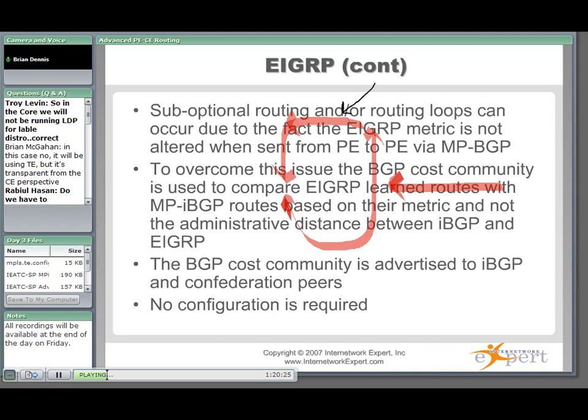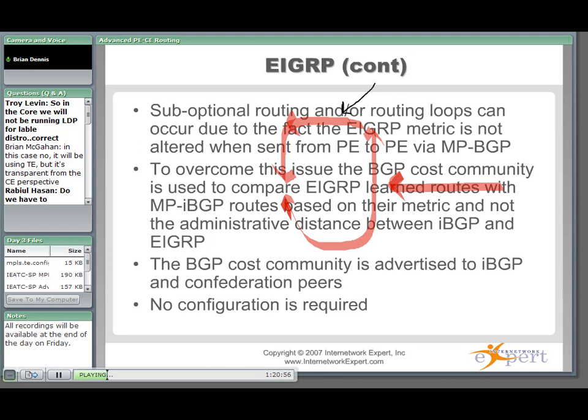So what's been added in, and this is done automatically, is something called a cost community. And what the cost community does, it allows the comparison of an IBGP route to an EIGRP route based upon the metric. So irrespective of the administrative distance of the two protocols, it's going to look at the metric of the two routes to determine which one it will use. And that's done for you automatically here.